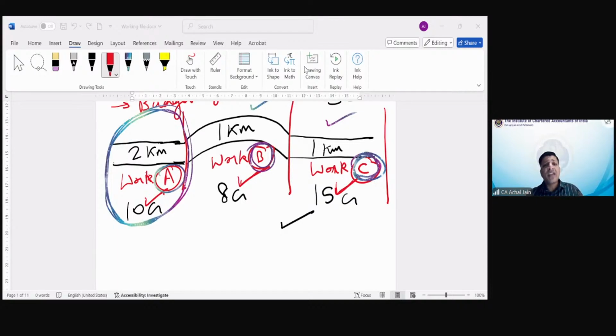So the moment we say it's interdependent or interlinked, even though you have separate contracts, you will be required to combine them and recognize revenue on that combined contract. You will not recognize revenue for 10 crores separately, 8 crores separately, or 15 crores separately. You will have to consider it as a single contract for 33 crore, the total amount, and accordingly you will recognize revenue. Now clear on this?